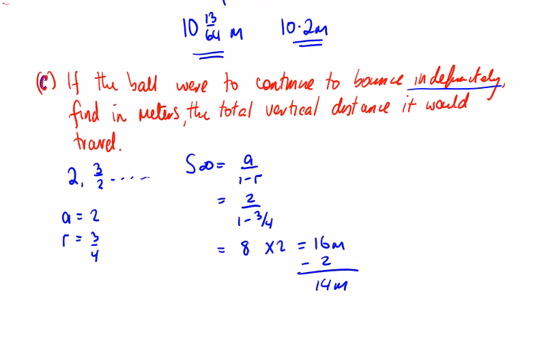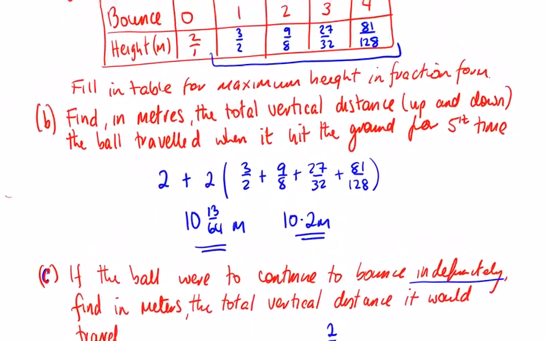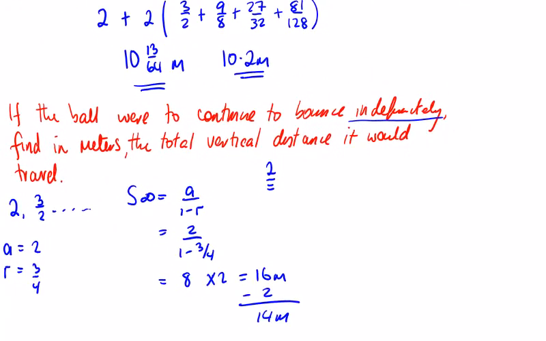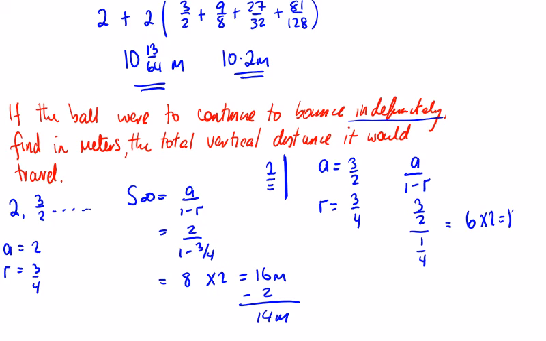We could also look at our sequence with the 2 here, as it tells us it's term 0 up here, or bounce 0. So we just need that 2 out to the side for a second. We can look at A being 3/2 and R being 3/4. So A over 1 minus R becomes 3/2 over 1/4, which is going to be 4 times 3/2, so that's going to be equal to 6. We'd have to double it to get the up and down part, and then we'd have to bring back in the 2 that we left out at the beginning, which would also give 14 meters. So a couple of different ways to do the last part of this question.